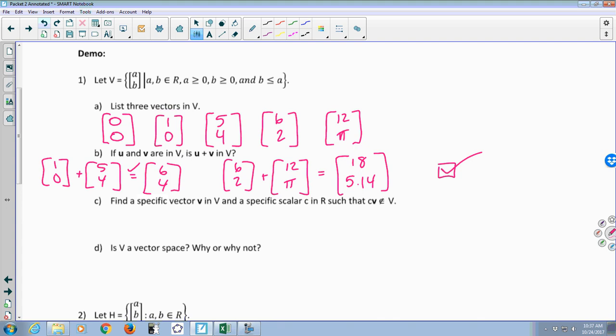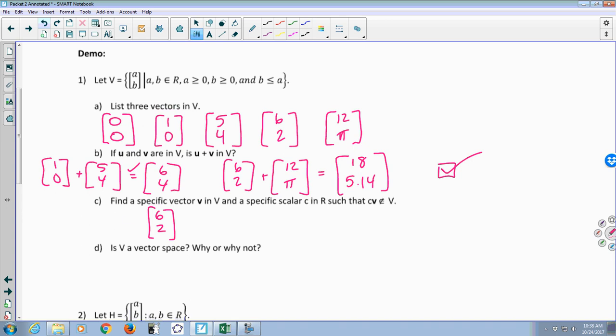All right, but now I want to find a specific vector v and a specific scalar c. C can be anywhere in the real numbers, so that when you multiply your scalar c times v, you're no longer in the set. The result is not in the set. So pick a vector v from my several to choose from. Let's pick (6, 2). I want to multiply it by a scalar so that my result is not in the set.